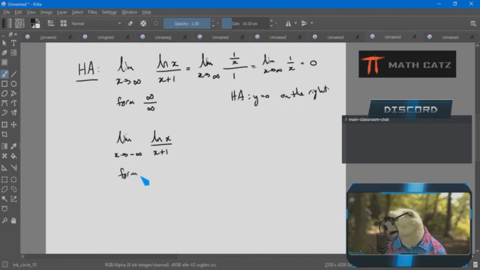Check the form. x goes to negative infinity. What is the form of this? What happens to the natural log when x goes to negative infinity? That is a question I'm asking you right now. In order for me to see, do I use L'Hôpital's rule? I need to know how the pieces behave when x goes to negative infinity. Well, certainly the bottom one is going to be negative infinity, right? It's just an x. The 1 does nothing.